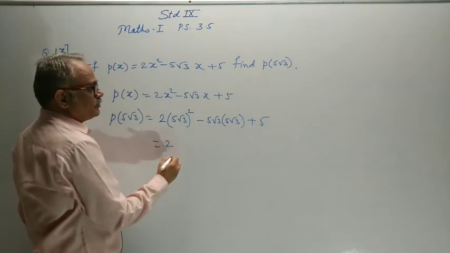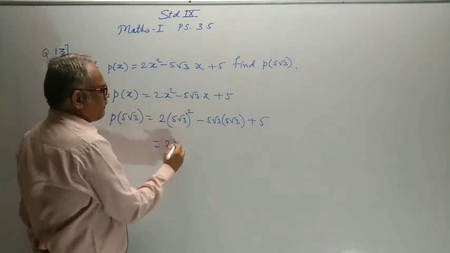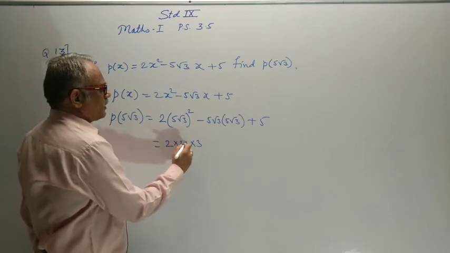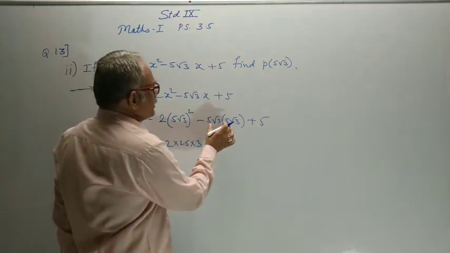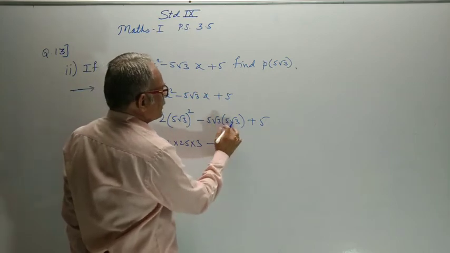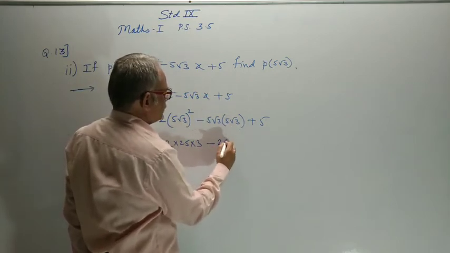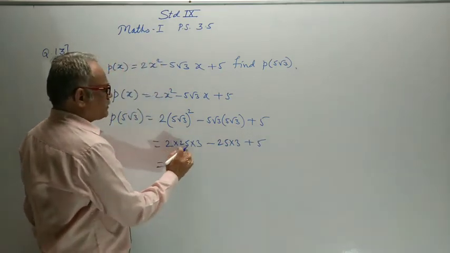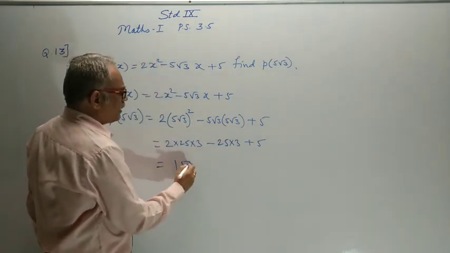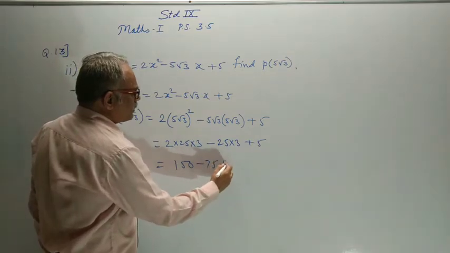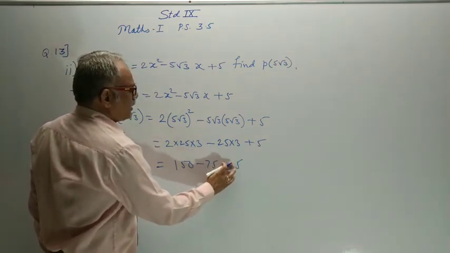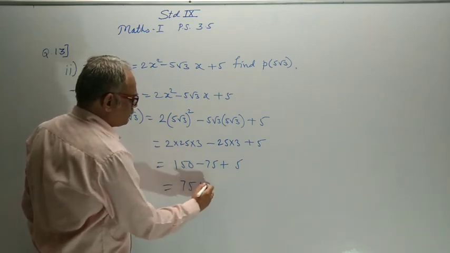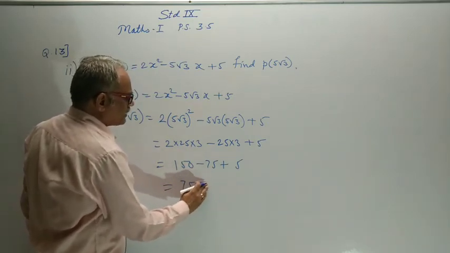2 into 5 square is 25, root 3 square is 3. 5 root 3 into 5 root 3 is also 25 into 3. 5 5s are 25, root 3 is 3, plus 5. 25 2s are 50, 25 3s are 75: 150 minus 75 plus 5. 150 minus 75 is 75, plus 5, and therefore it is 80.